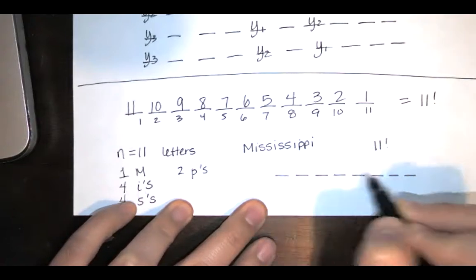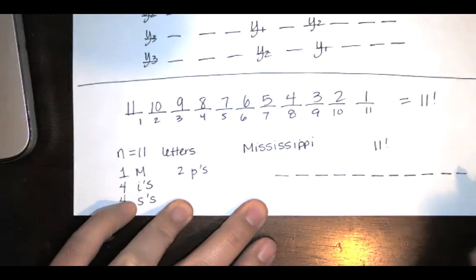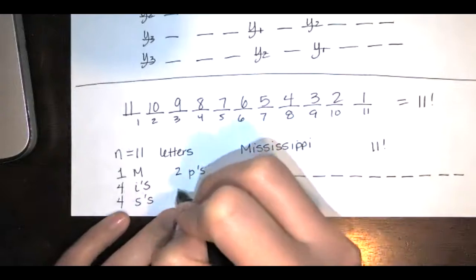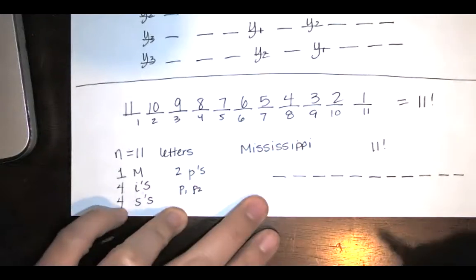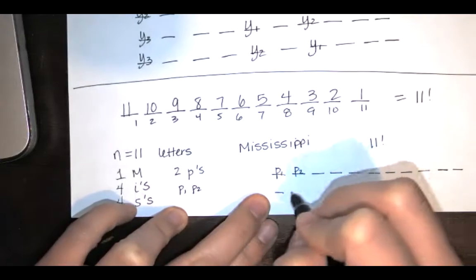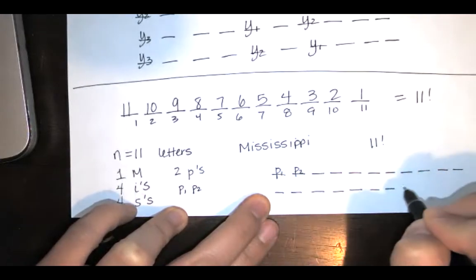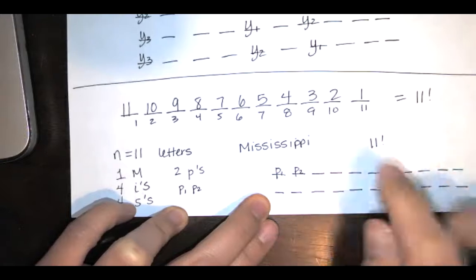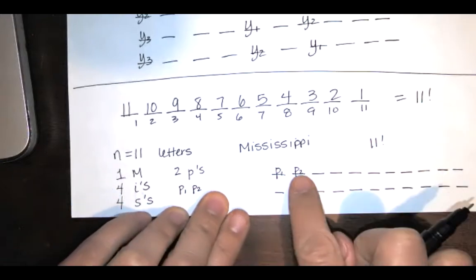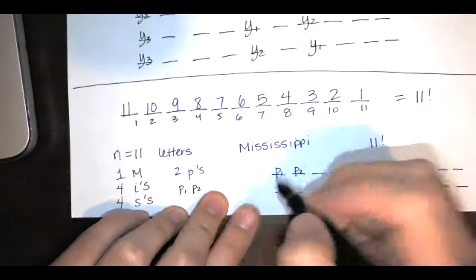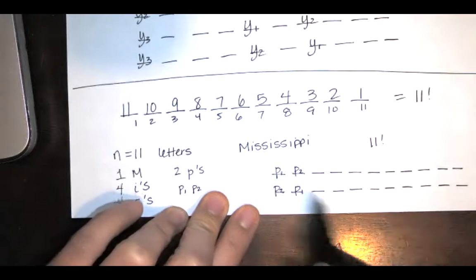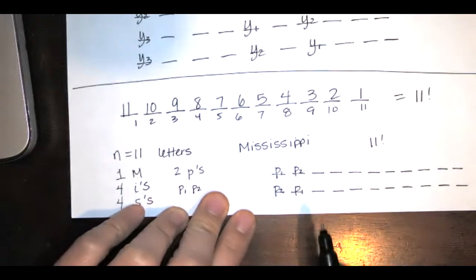One, 2, 3, 4, 5, 6, 7, 8, 9, 10, 11. So let's just say that the P's were first. And I'll label these P1 and P2. So let's say we have P1 here and P2 here. And then all of these are going to be identical in this arrangement and in this arrangement. I have P1 here and P2 here in this arrangement, and I have P2 here and P1 there in this arrangement. This 11 factorial is counting those as separate arrangements.